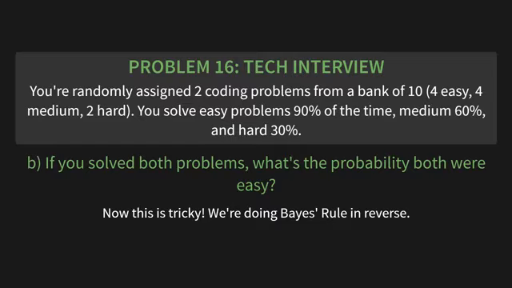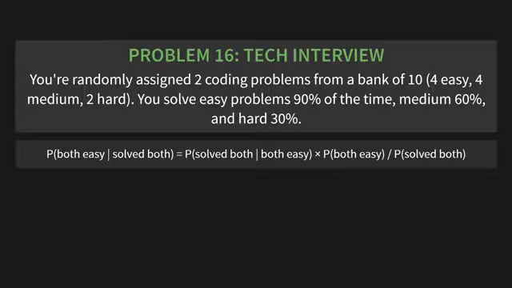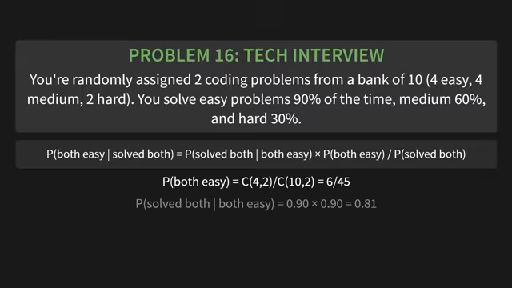We need to think about this backwards. Let me break it down step by step. First, what's the chance of getting 2 easy problems? Out of 10 problems, 4 are easy. So the ways to pick 2 easy problems, that's 6 out of 45 possible sets. Second, if you did get 2 easy problems, what's the chance you'd solve both? That's 90% times 90% equals 81%.